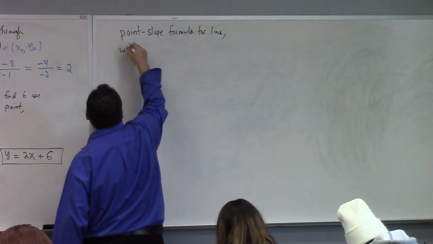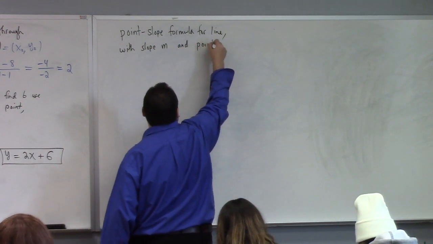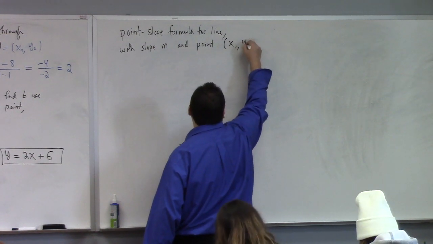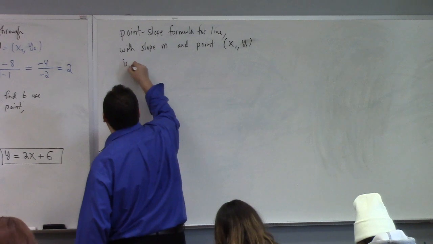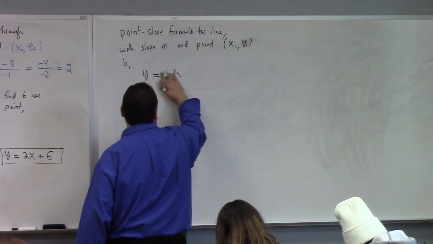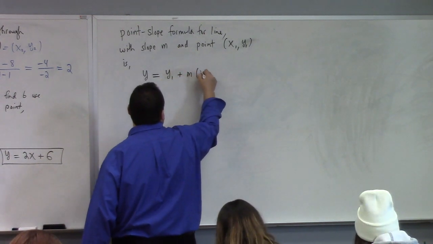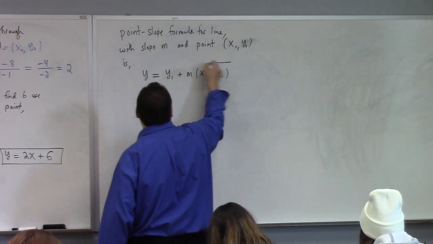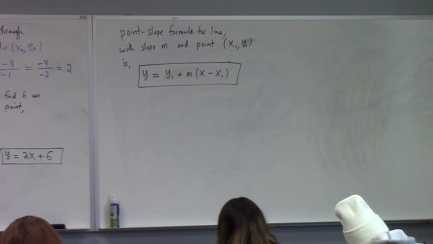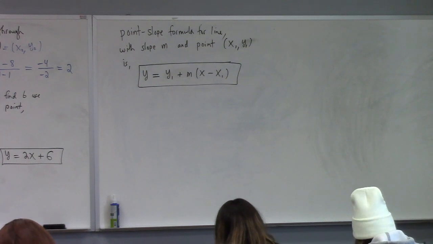With slope m and point (x1, y1), the equation is y equals y1 plus m times x minus x1. This is a nicer formula to write down the equation of a line.